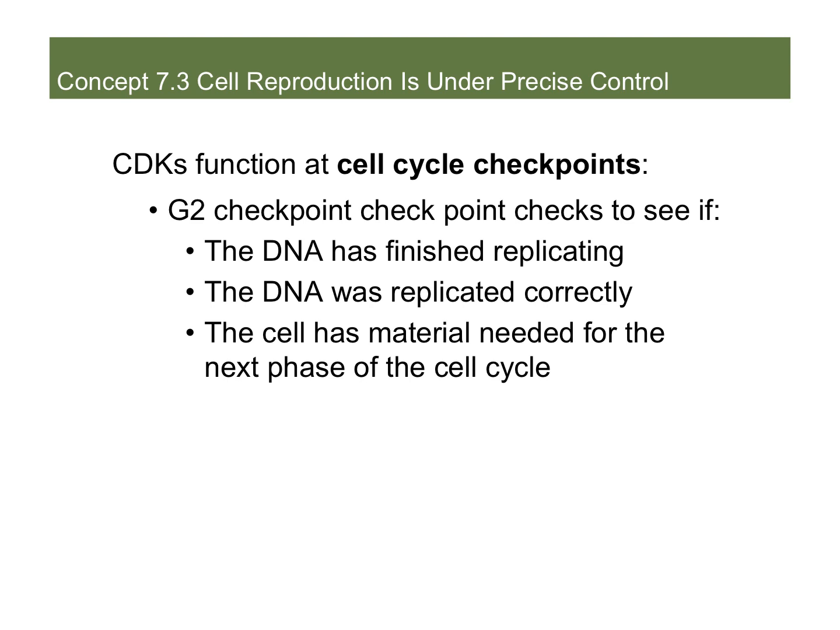At the G2 checkpoint, which is the next one, the cell cycle checks to see if the DNA has finished replicating, checks to see if the DNA was replicated correctly, and checks to make sure that the cell has all the material needed for the next phase of the cell cycle.